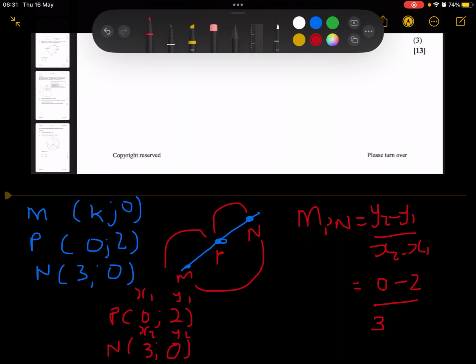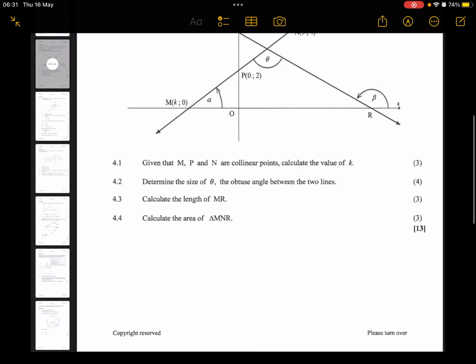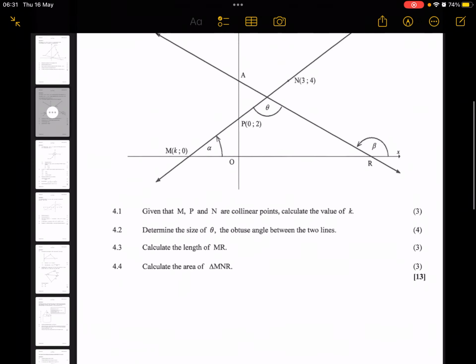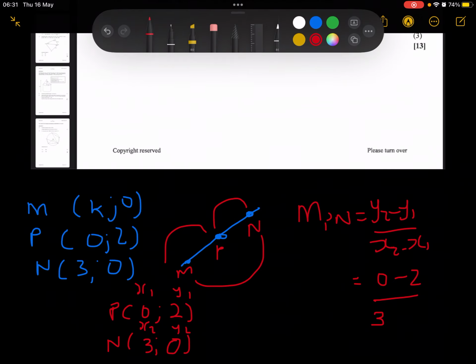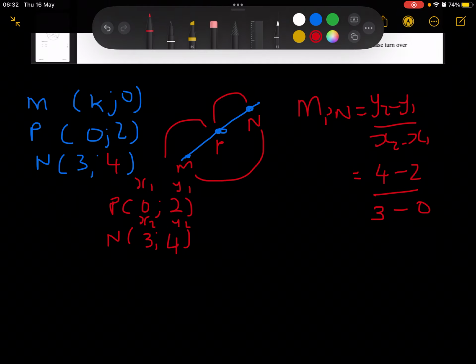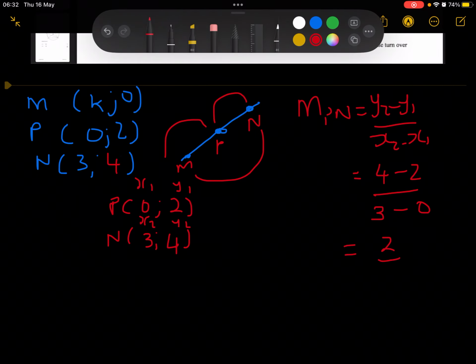I think I made a small mistake here with my points. Point N is not (3; 0), it's (3; 4). So excuse me for that. Say (3; 4). And then, so we put 4 here, 4 here, and a 4 here. So that gives us a 3 minus 0. And then 4 minus 2 is a positive 2 all over 3.